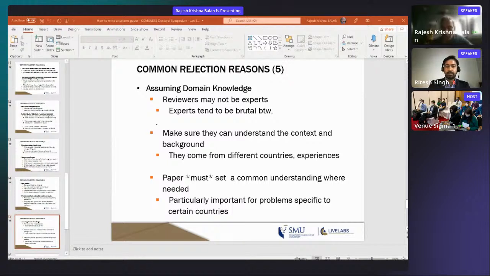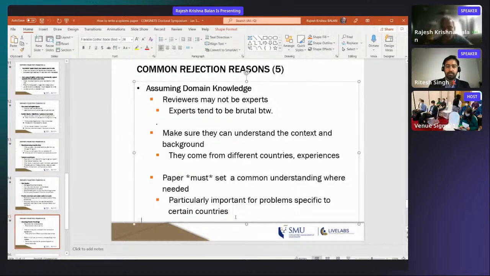They don't. And then they'll have no idea why the world looks like this, because they'll compare to their own situations in the US or Europe and go, the world doesn't work like this. Let's reject the paper, right? So you got to spend the time to explain why the world is like this and why this problem is important, right? You need to set a common understanding where needed.